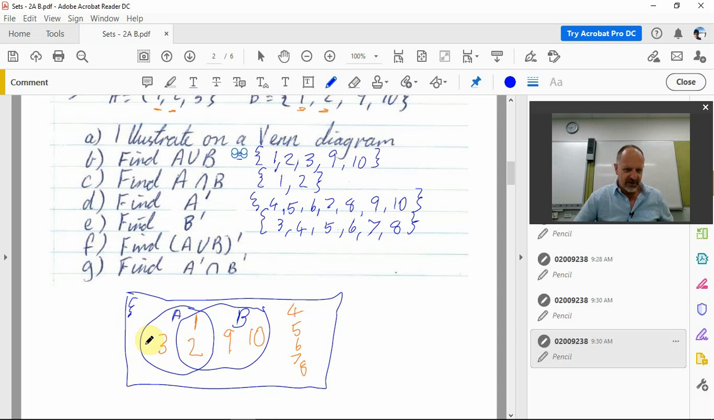So here we've got our circles. Here, they're A union B. So it's everything else that's not in there, which of course is these numbers here. So 4, 5, 6, 7, and 8.